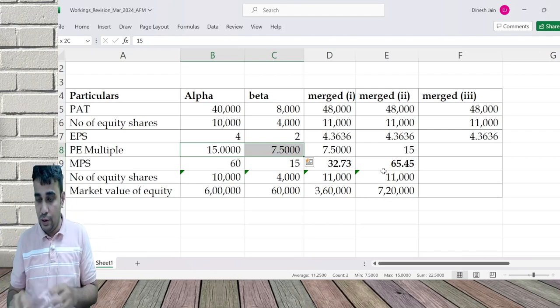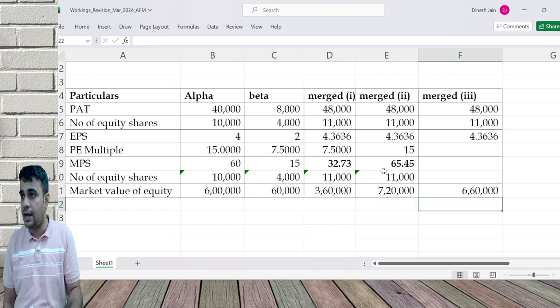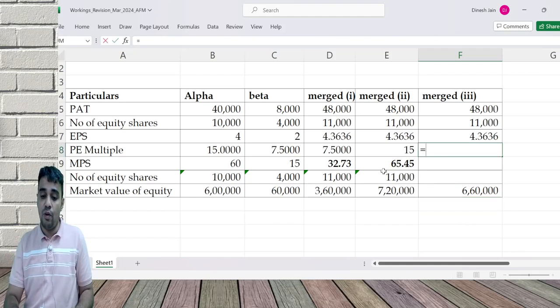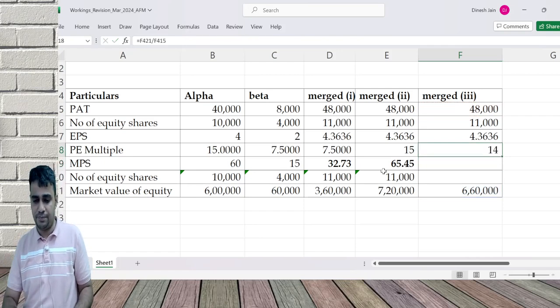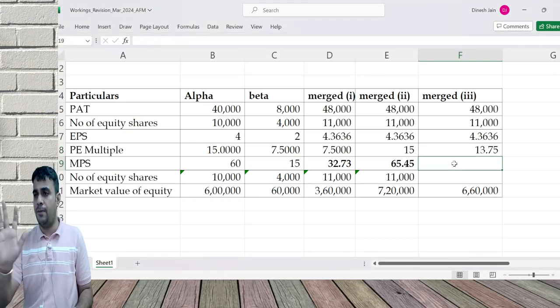Weighted average means no gain, which indirectly means 6 lakh 60,000 will become the overall value. I'll give the logic of the formula in some time. P multiple is overall value divided by PAT. PAT into P multiple is 6 lakh 60,000. So the weighted average is 13.75. I'll give the formula in some time.